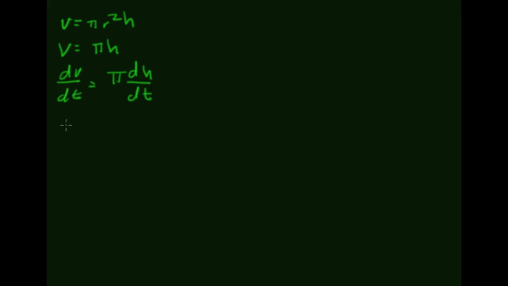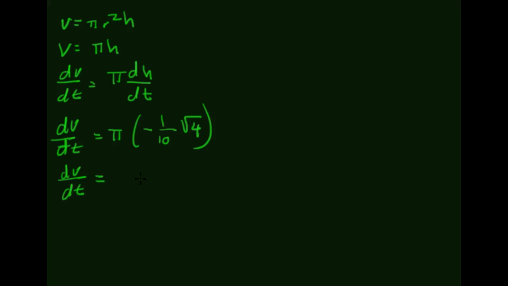We know that dh/dt, according to this problem, is negative 1/10 times the square root of the height, which we're told is 4. So dV/dt is going to be negative 1/5, negative pi over 5. And this is cubic feet per second is the rate at which the volume is changing when the height is 4.